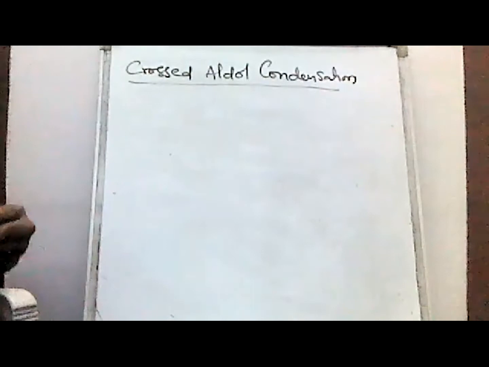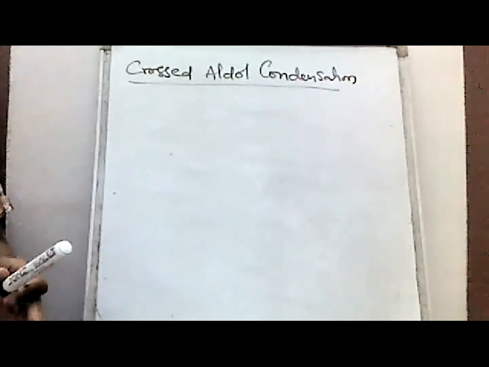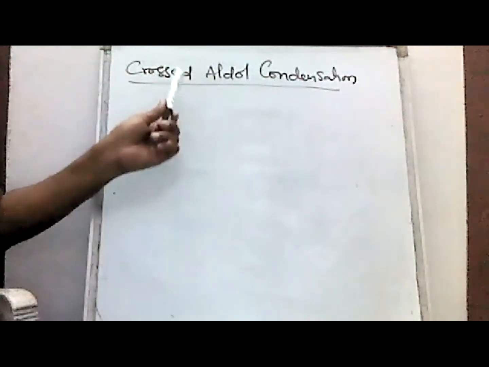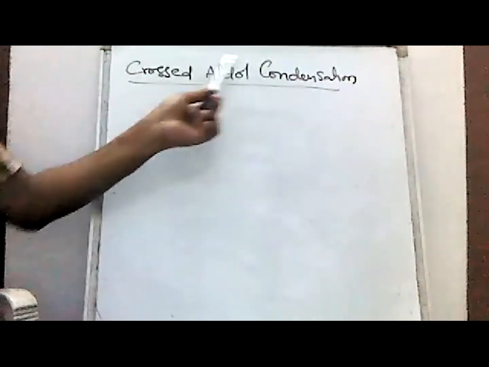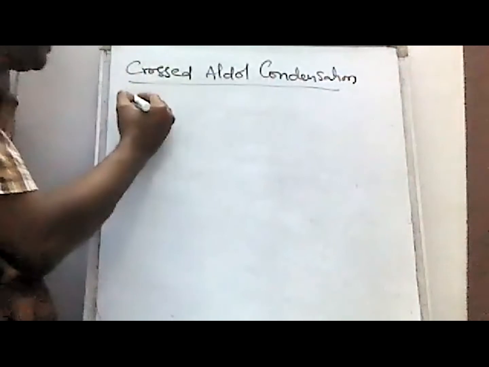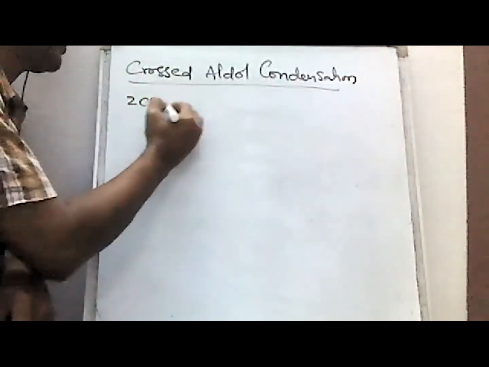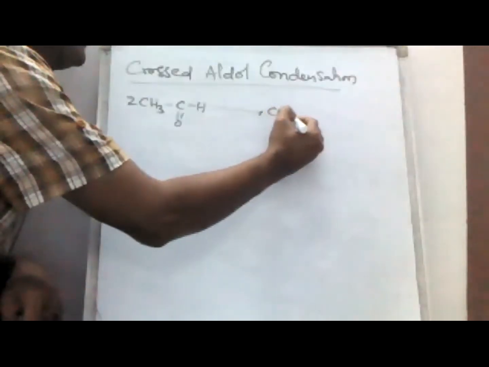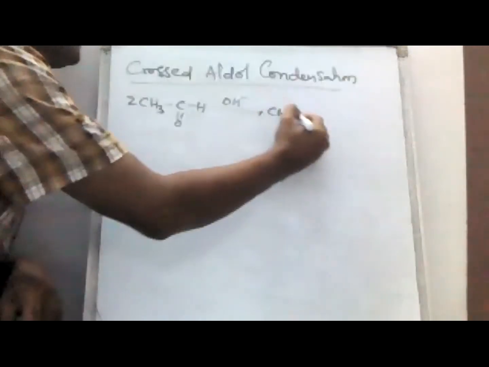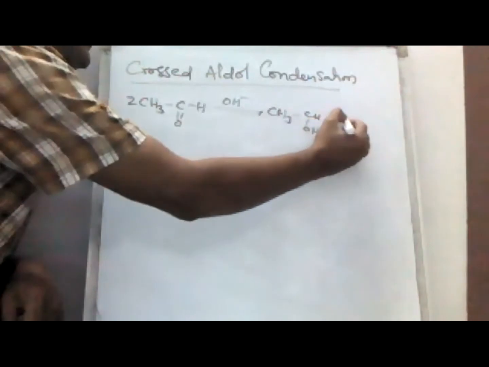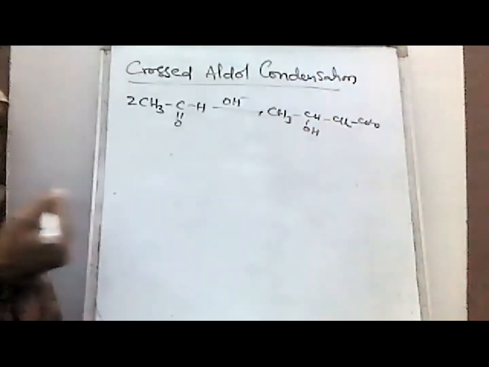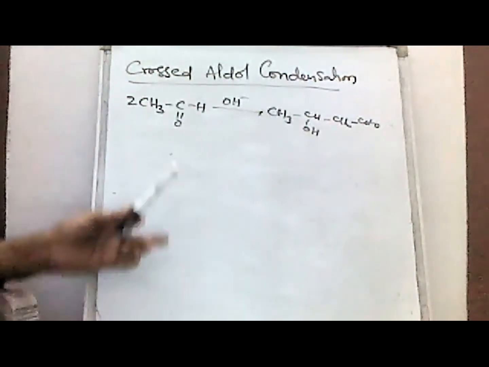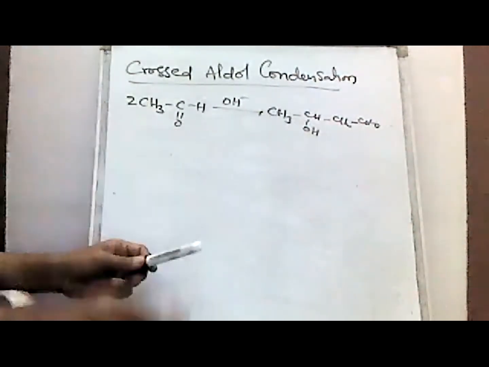You see, in aldol condensation, two of the same aldehydes or two of the same ketones participate. In our previous example, we saw CH3CH2... it forms CH3... Both are acetaldehydes or both are acetones only. The same aldehydes participating is called aldol condensation.